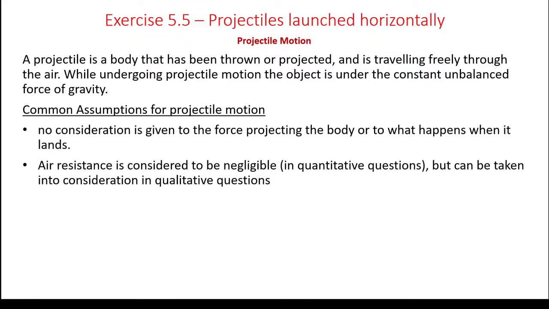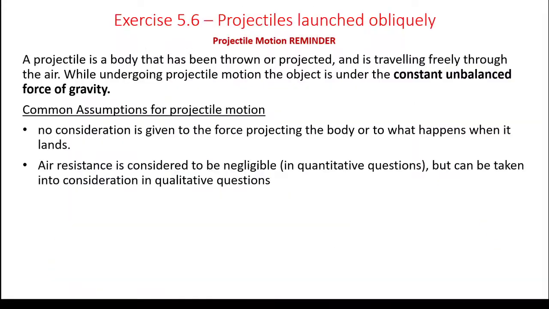Okay, hello everyone, and today we're looking at exercise 5.6, which is projectiles launched obliquely. Before we go any further, oblique means to be launched at an angle. So instead of being launched straight horizontally or straight vertically, it is an object being launched at an angle. So a quick reminder from 5.5 stuff.